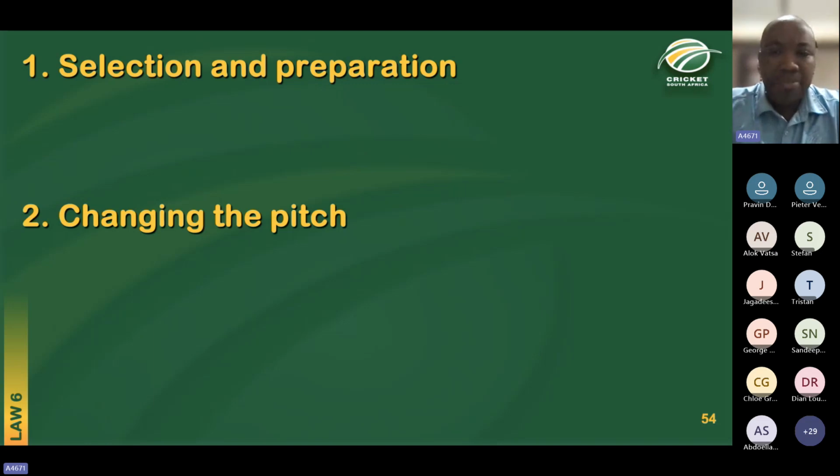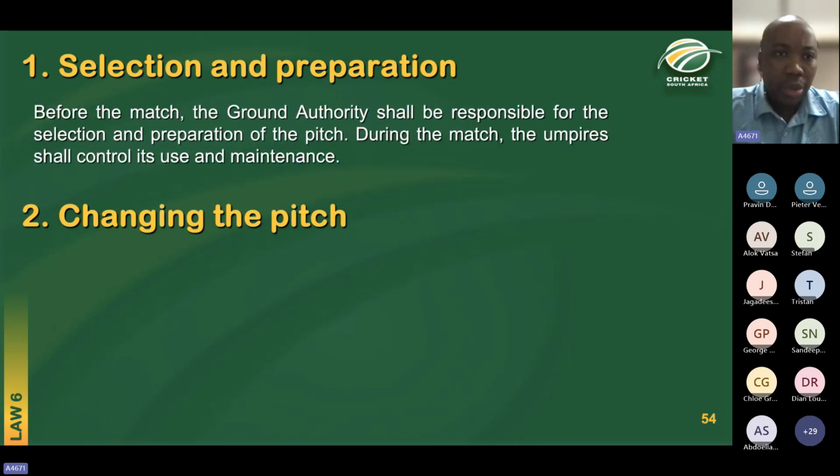How do we select and prepare a pitch? Let's see what the law tells us. The law tells us that before the match, the ground authority shall be responsible for the selection and preparation of the pitch. So that means that us as umpires, we do not decide which pitch in the square is going to be used. We are told by the ground authority when we arrive at a field which pitch they have prepared for the match. During the match, the umpire shall control the use of the pitch and its maintenance.